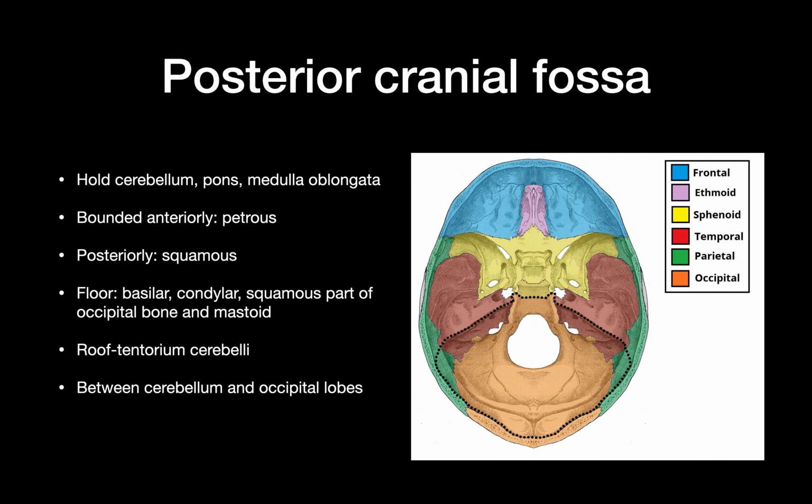So the posterior cranial fossa holds the cerebellum, the pons, and the medulla oblongata. It is bounded by the petrous bone and posteriorly by the squamous part of the occipital bone and the parietal bone. And the floor is the basilar part of the occipital bone, the condylar and squamous parts of the occipital bone, and the mastoid. And the roof is the tentorium cerebelli. And I said it before, but let me just repeat it. It's between the cerebellum and the occipital lobe.